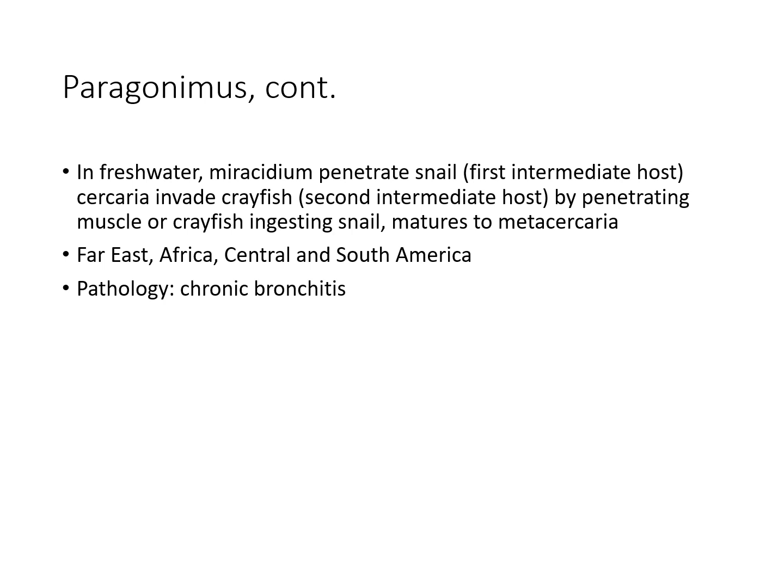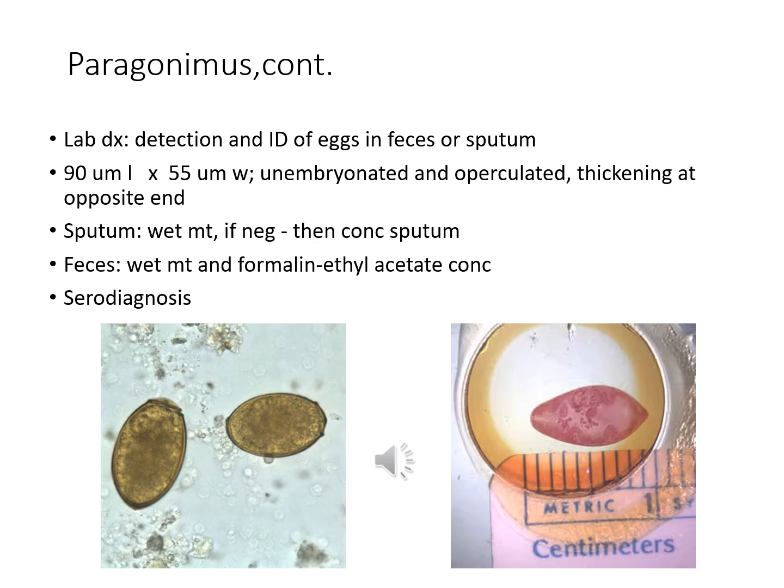For pathology, it causes a chronic bronchitis due to lung infection and inflammation. So laboratory diagnosis is based on detection and identification of eggs in the feces or sputum. This one's a pretty good size at 90 micrometers by 55. Unembryonated and operculated, these have a definite area of thickening on the opposite end of the operculum.